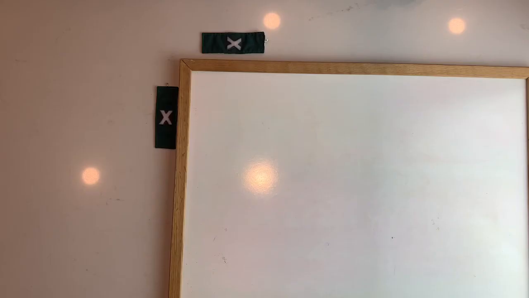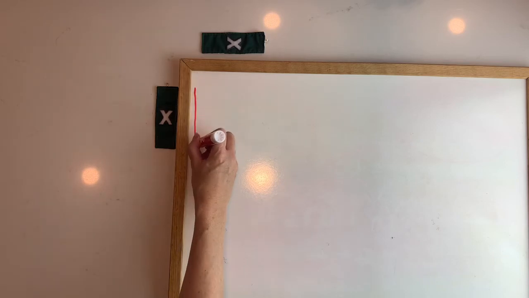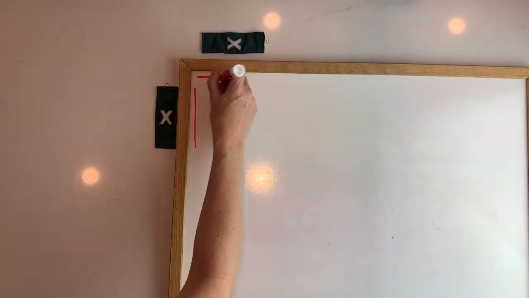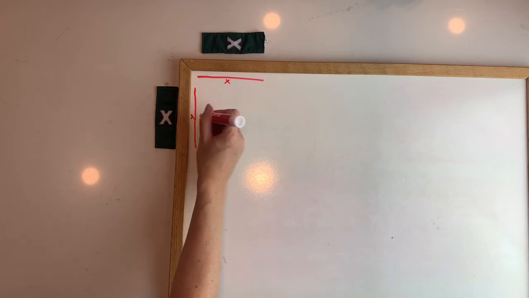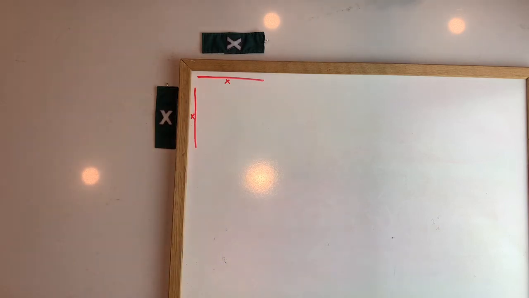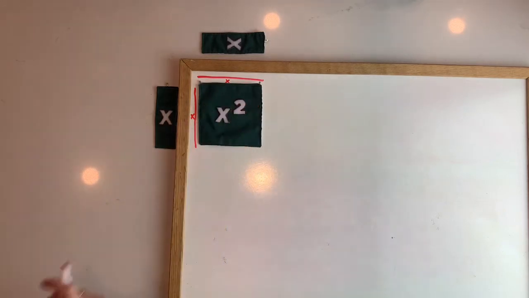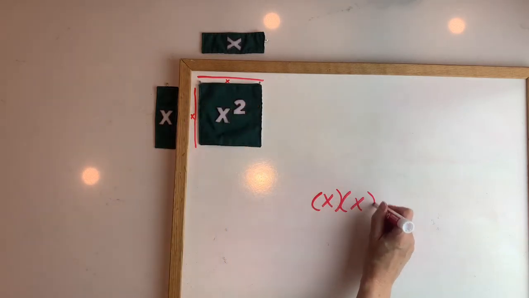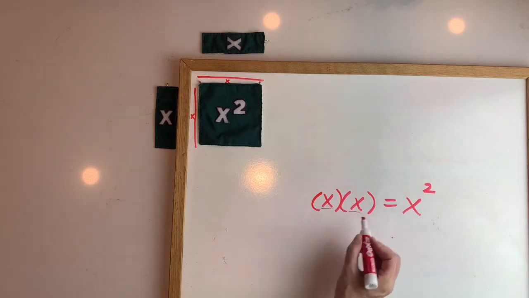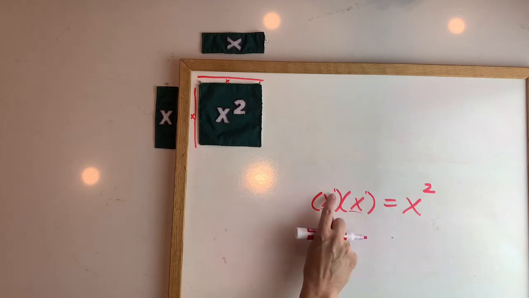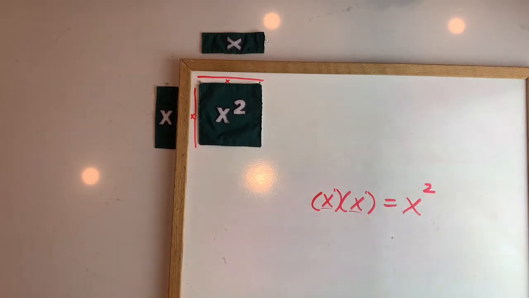If we were going to multiply x, so a length of x, by x, we would get x squared. We could also remember our exponent rules for multiplying. The bases are the same, so we add the exponents.